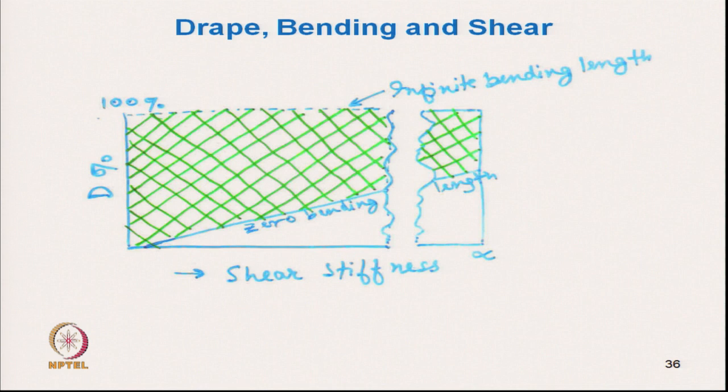Here the curve shows that the fabric with infinite bending length, that means very high bending length, and the shear stiffness, even if it is 0, if we take the y axis as the drape coefficient, as the bending rigidity increases from 0 to infinite, then the drape coefficient will gradually increase.